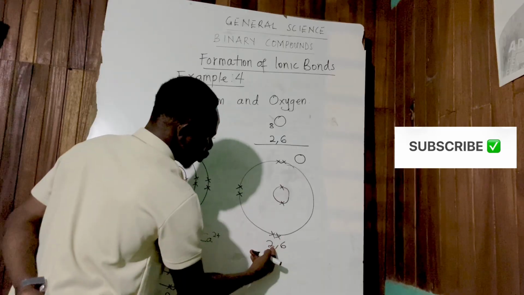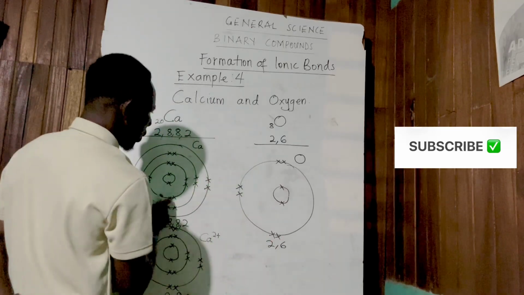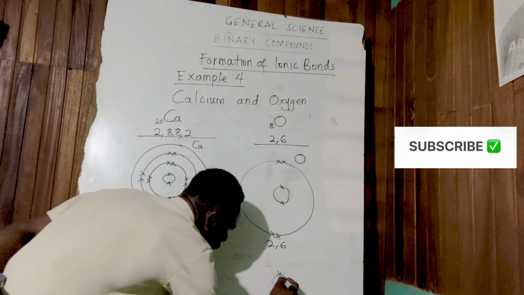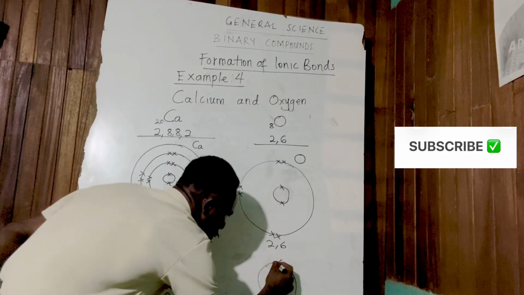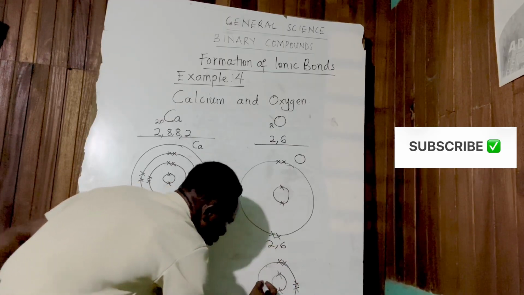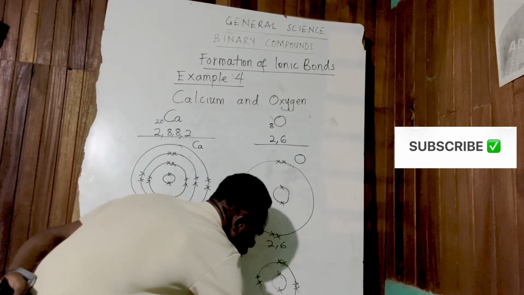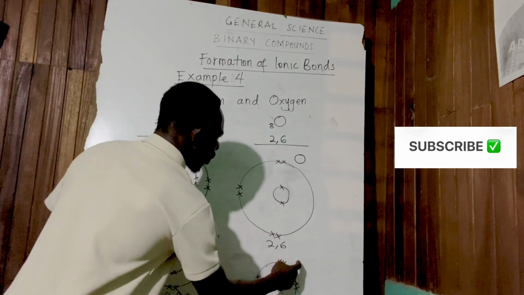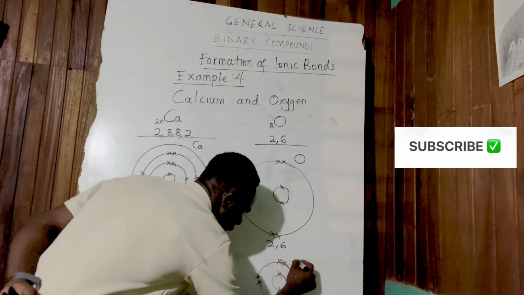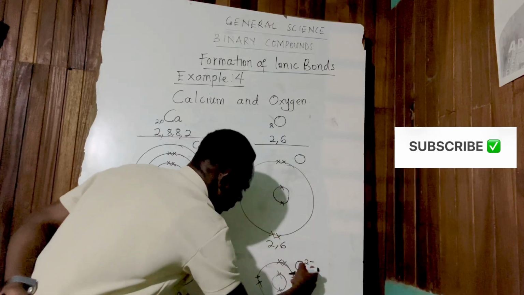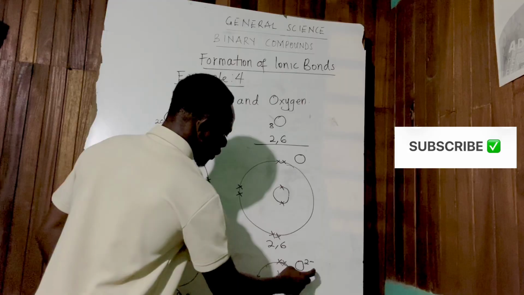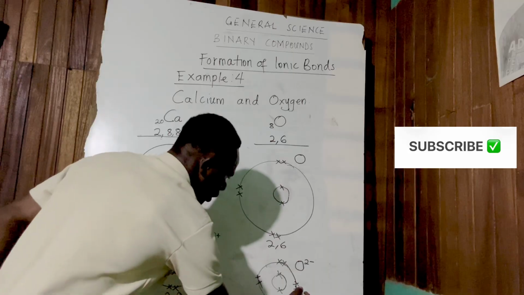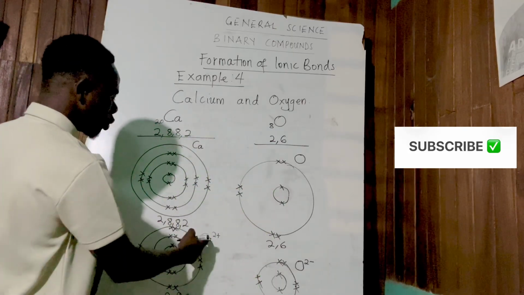So you are now going to get 2, 6. So 6 plus the 2 which is being donated, you get 2, 8. So we are going to draw 2, 8. Now, how many did calcium donate? 2. So the oxygen here accepted how many? 2. So you're going to write O 2 minus. It has accepted 2. Now this is the oxygen ion, and this is the calcium ion. So oxygen here is 2, 8, then calcium here is 2 plus.